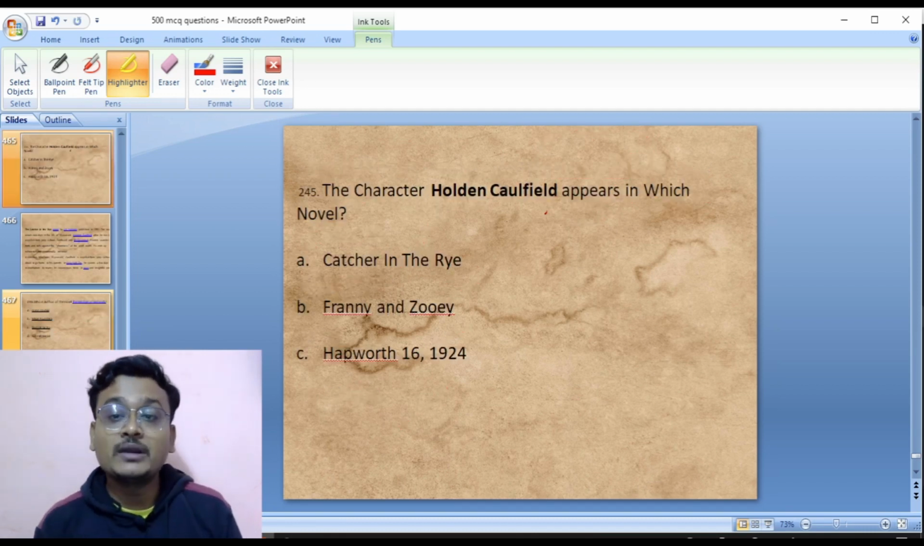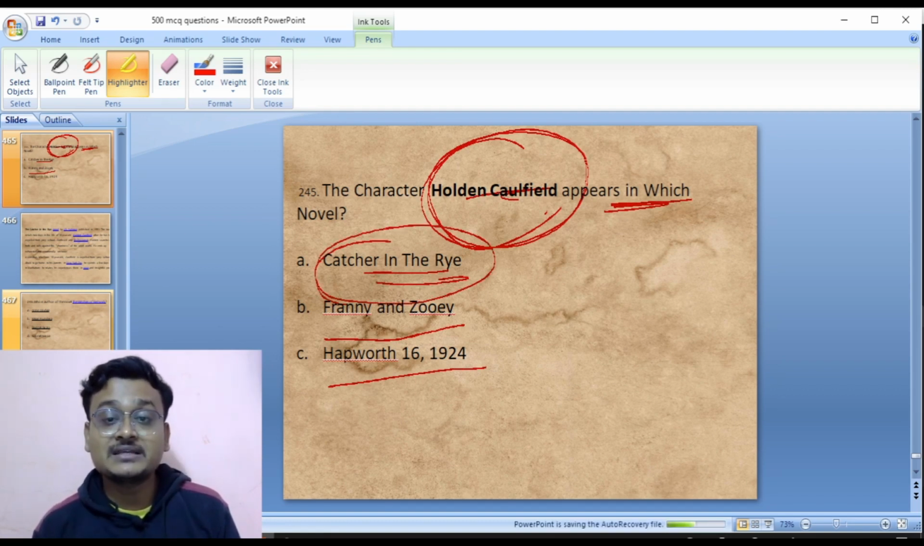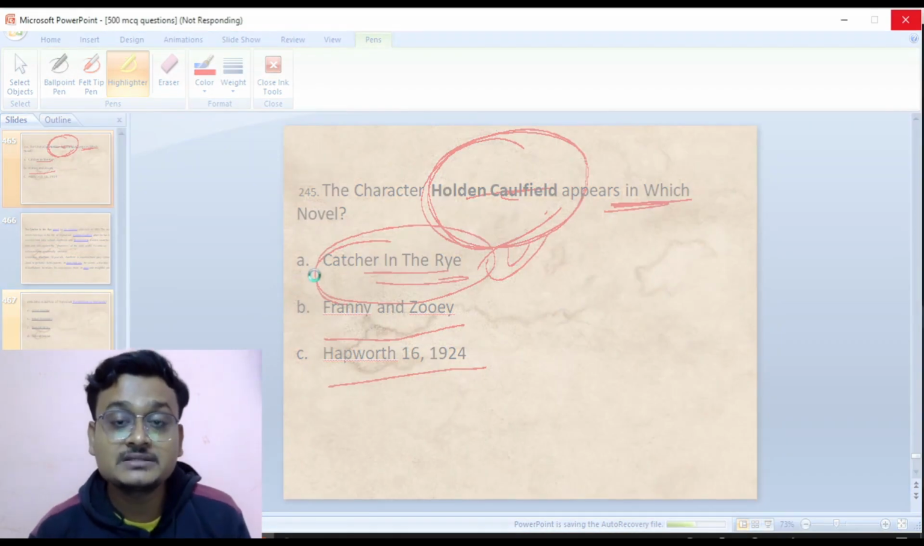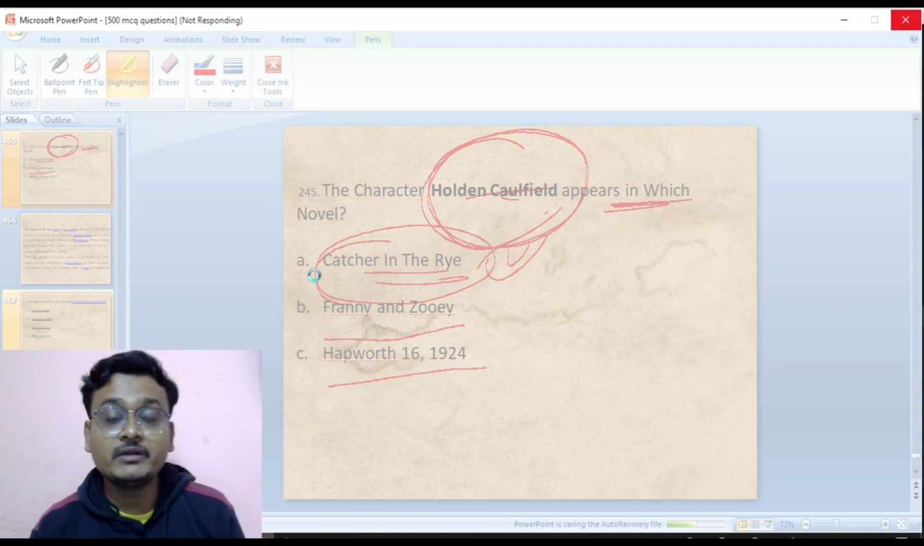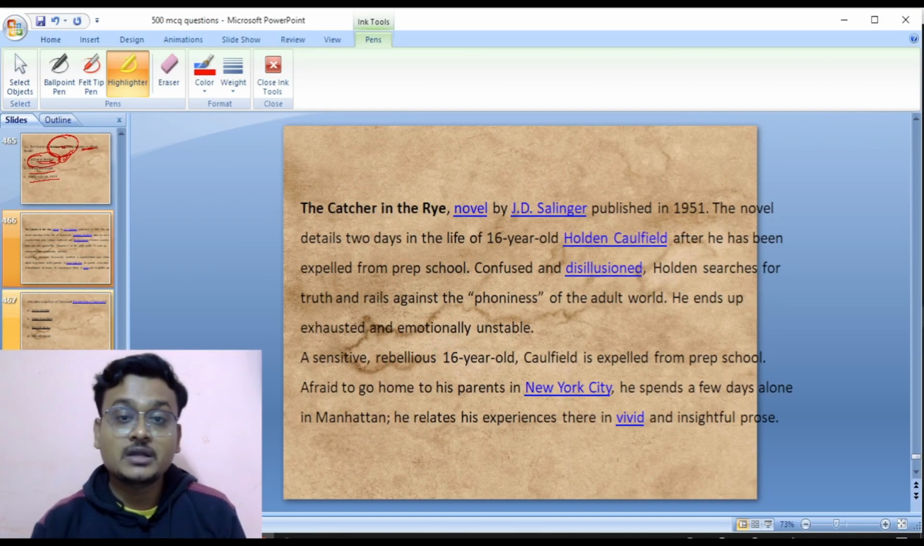So the character Holden Caulfield appears in which novel: The Catcher in the Rye, Franny and Zooey. Holden Caulfield is the protagonist of The Catcher in the Rye by J.D. Salinger. So A is the right answer here. Okay, Catcher in the Rye is the right answer. Next question.